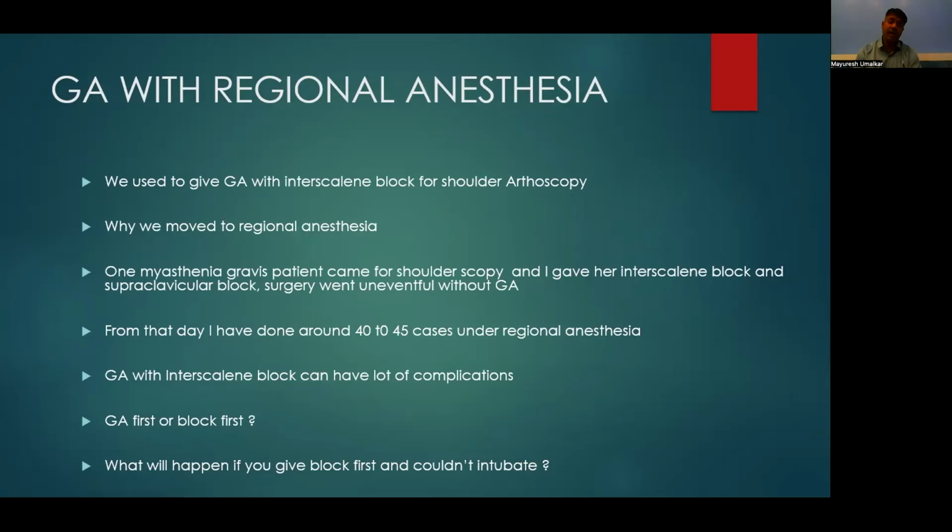Recently, I came across one case where a patient came to us with severe myasthenia gravis, but it was very well controlled with the help of pyridostigmine. We did that case under an interscalene block with a supraclavicular block, using almost 20 ml of volume: 10 ml for the interscalene and 10 ml for the supraclavicular block, and a little bit of local infiltration over the tip of the shoulder.